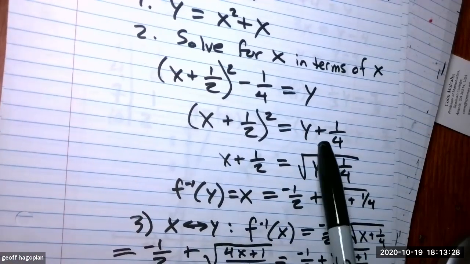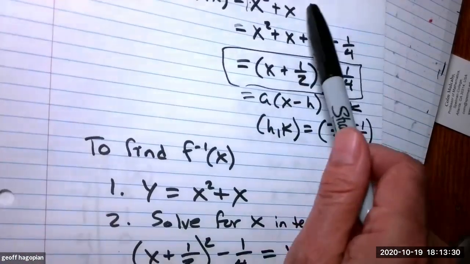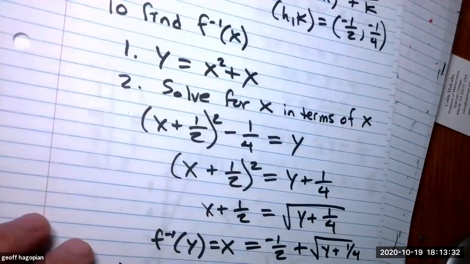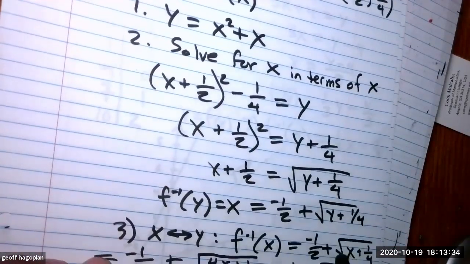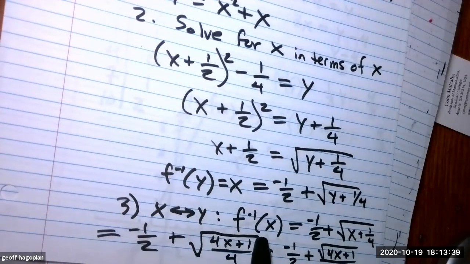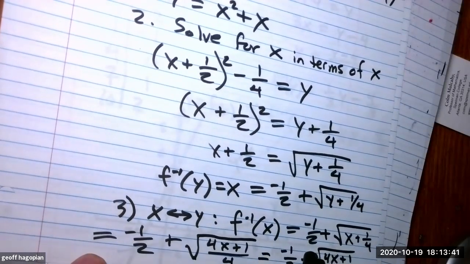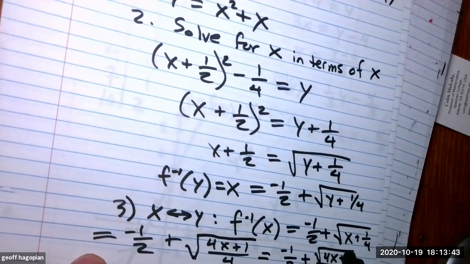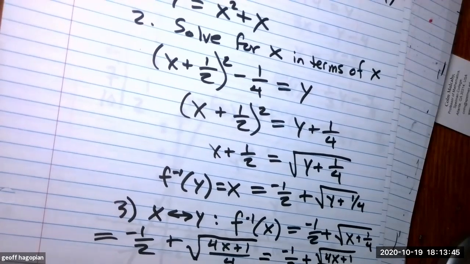We take the positive square root because we have restricted the domain to x greater than -1/2. And in that case, the inverse function is given by -1/2 plus the positive square root of a quarter more than x. All right, well, you may recall that.